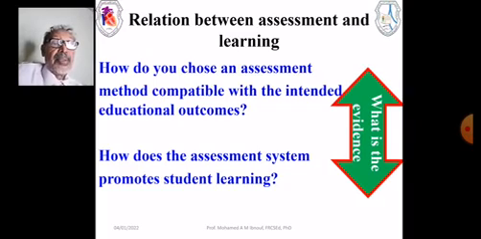Now, the relationship between assessment and learning. How do we choose the assessment method compatible with intended educational outcomes? We described this before. If it is something theoretical, according to the learning pyramid, whether we wanted just cognitive knowledge for recall memory or understanding and comprehension, or applying or analyzing, evaluating, and creating things.